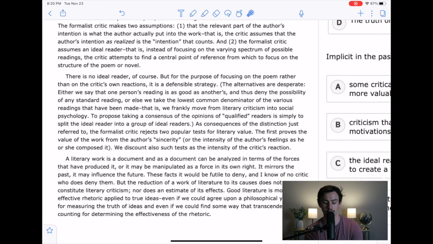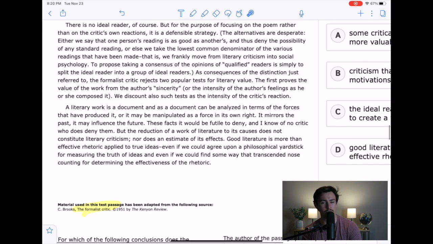the critic attempts to find a central point of reference from which to focus on the structure of the poem or the novel. So instead of caring about how other different people may interpret it, we're really going to find a central piece. We're going to find a baseline and judge off of that baseline, and that's how we're going to make it more scientific. Really chasing objectivity here, right?